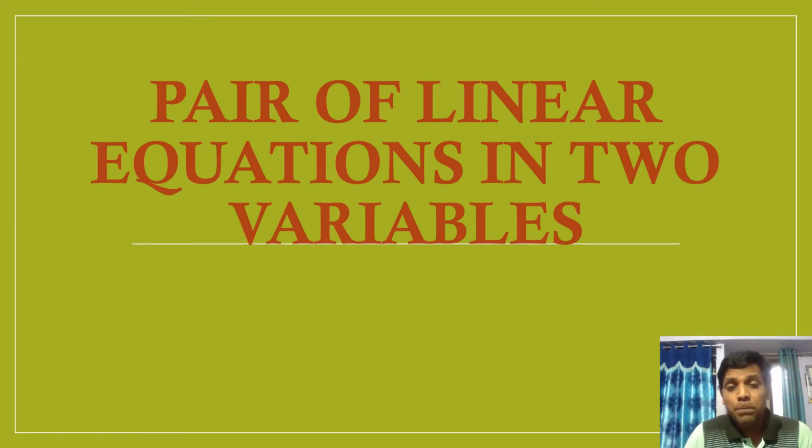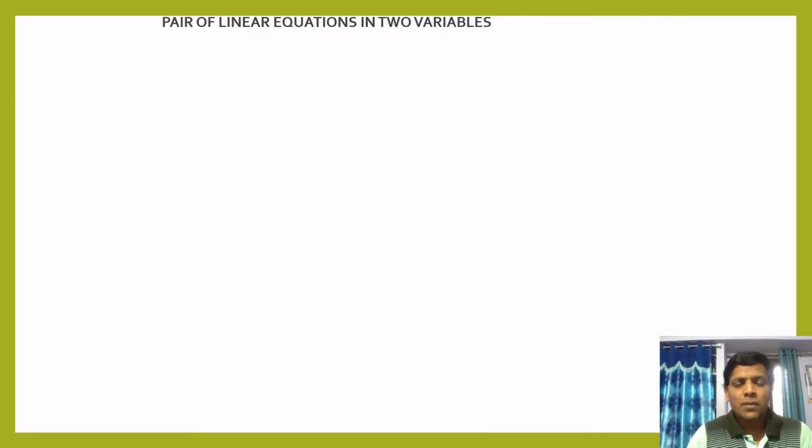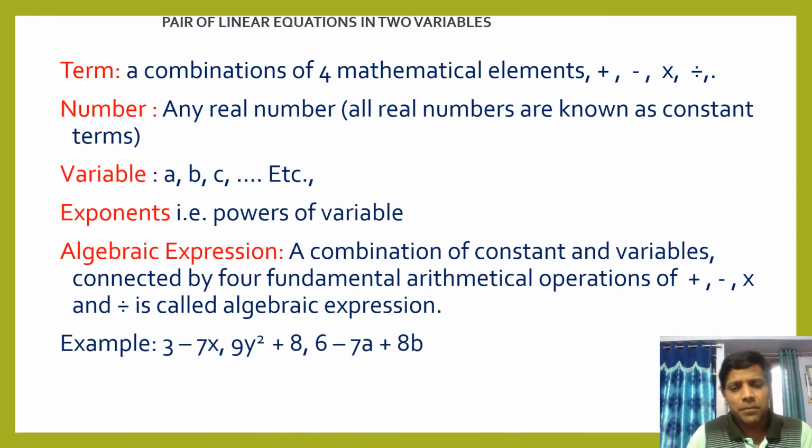What is the chapter name? Pair of linear equations in two variables. Okay, now we are going to study the concepts: term, exponent, expression, algebraic expression. So term means a combination of four mathematical operations. Do you know what are the four fundamental operations? The fundamental arithmetic operations are plus, minus, into and divide by. So these four are mathematical fundamental operations.